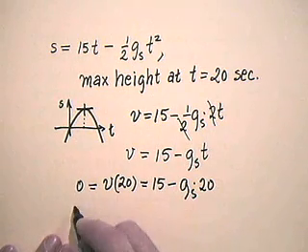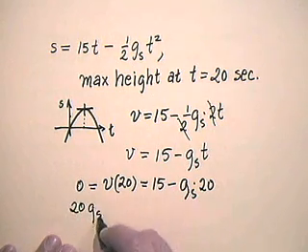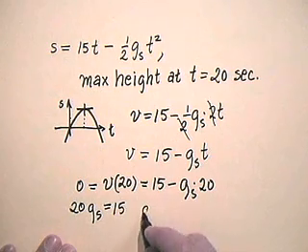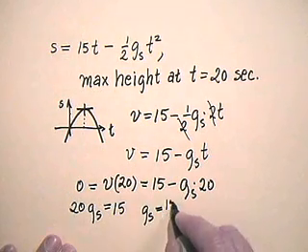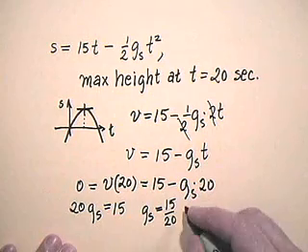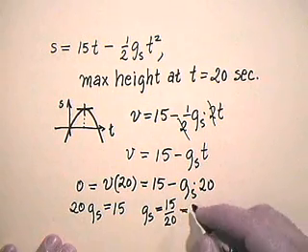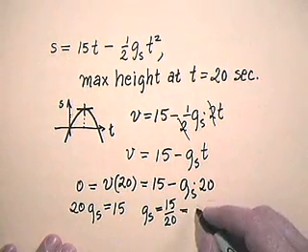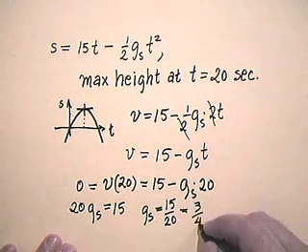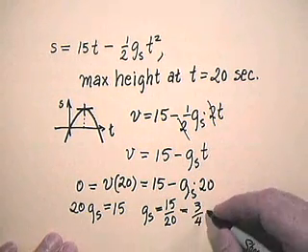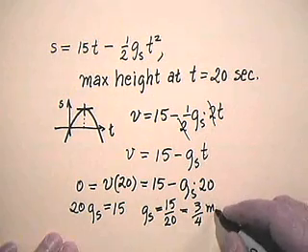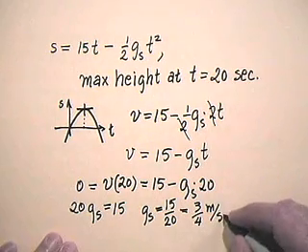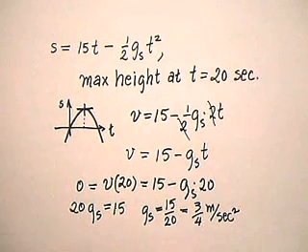And of course that says 20 times g sub s equals 15, or g sub s is 15/20. Let's cancel here 5s, and that will leave us 3/4. Our units for distance here are meters. Our time is in seconds, so our acceleration is meters per second squared. So what we find is that the acceleration on this small airless planet due to gravity is 3/4 of a meter per second squared.